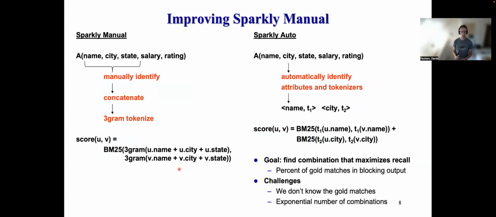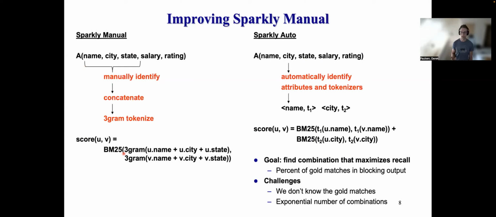Now we've already gone over how Sparkly Manual works, but again, as a quick refresher, we have these attributes in table A. These are manually identified as a small set, which we then concatenate and 3-gram tokenize. And then we use the BM25 algorithm on those bags, which gives us this scoring function here. Now, this is nice in its simplicity, but in some cases, it's not practical to ask the user for manually identified blocking attributes. This can be because the attributes have opaque names, or the table can be very high arity with 30 plus attributes.